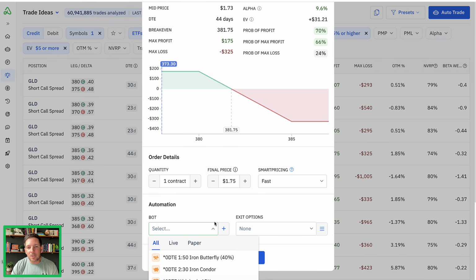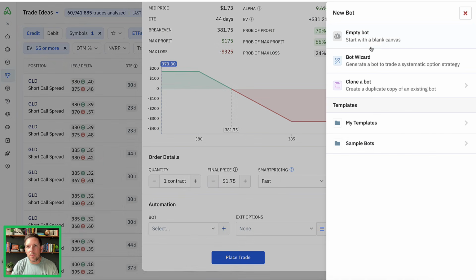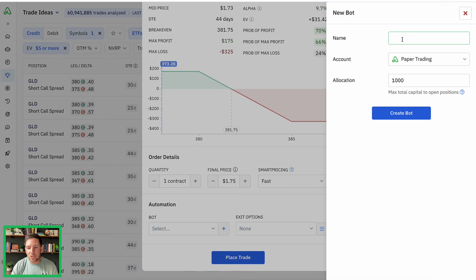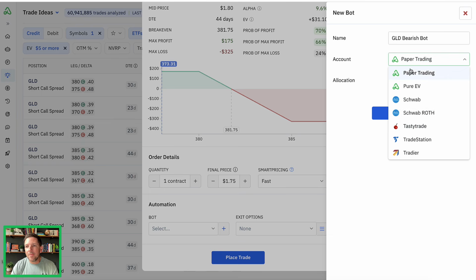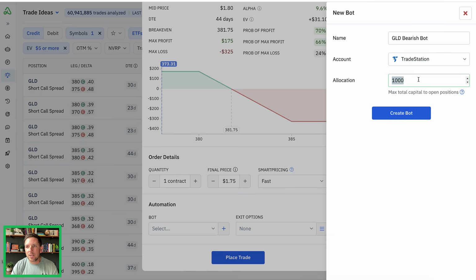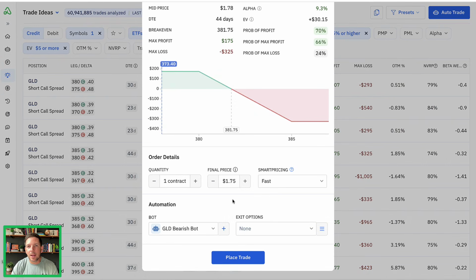And then what I can do here is I can add this to a brand new bot. I'm going to create a brand new bot here just for this GLD trade. We'll call it GLD bearish bot. And I'll connect it to my live account. So we'll connect it to our TradeStation account. Give it a little bit of capital to work with for other positions, but you can see that I'm just creating a brand new bot for this position to be housed in.